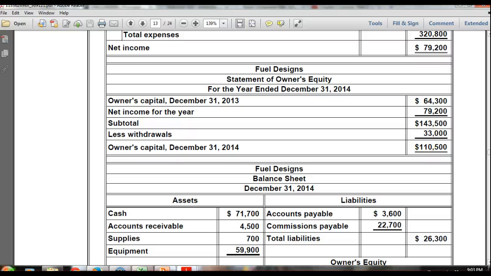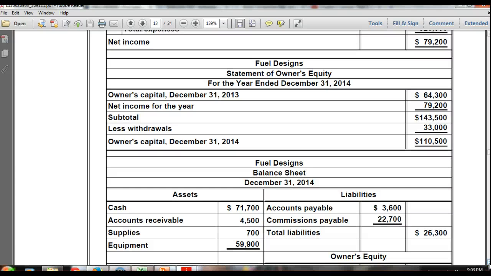$110,500. Do you have to set it up with a subtotal like that? It's ideal, or yes. If you didn't use the word subtotal, and let's say you took owner's capital, net income, less withdrawals, and you have owner's capital, that's fine. I just want you to arrive at the bottom number and make sure you've included the things. Okay?